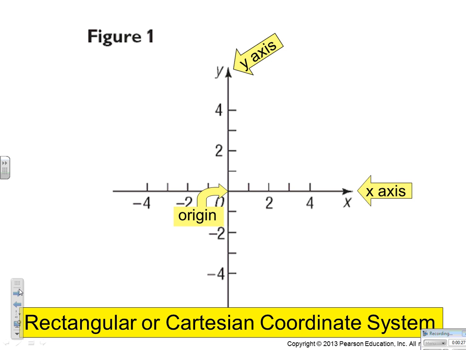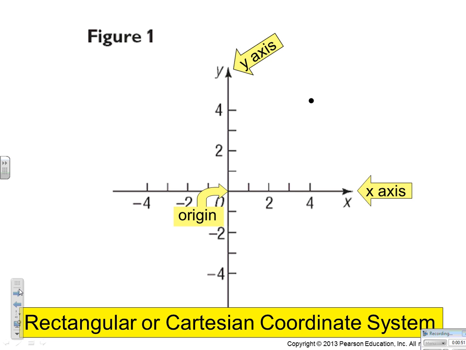It may have been a while since you guys have done math, so just to refresh, this is the rectangular or the Cartesian coordinate system. Thank you, Rene Descartes, for inventing this for us. The y-axis is the up and down one. The x-axis is the horizontal. The origin is at 0, 0.